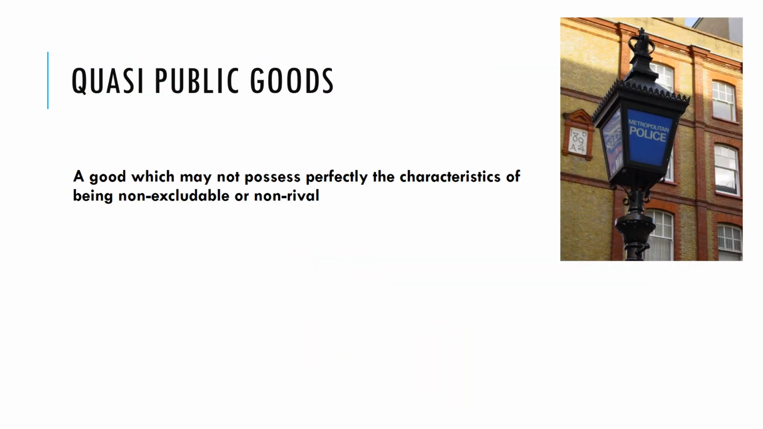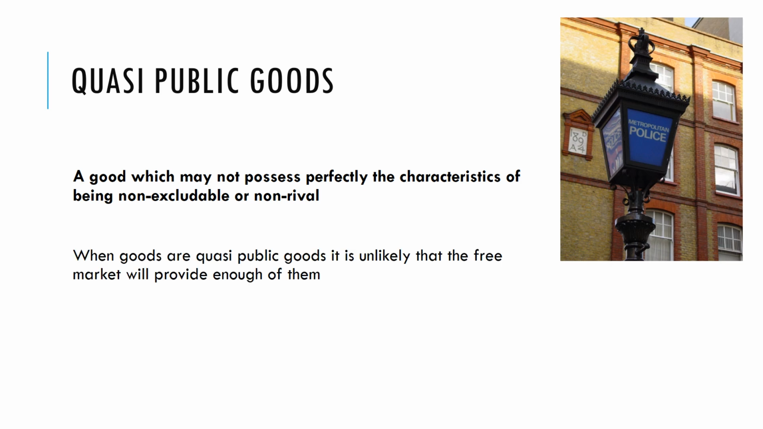Quasi-public goods are goods which may not perfectly possess both characteristics of a public good, i.e. non-excludability and non-rivalry. So these are goods that maybe have one characteristic but not the other. And again, it's likely that for these public goods the free market will not provide enough of them.